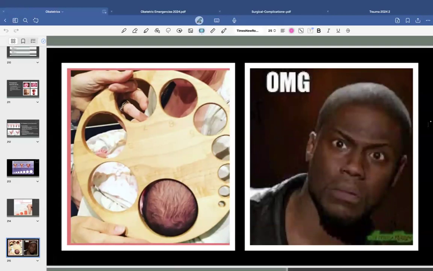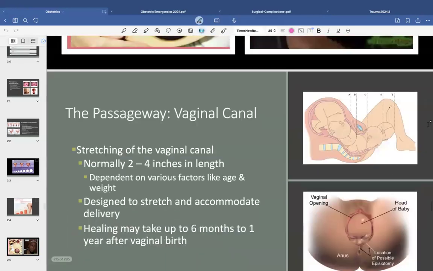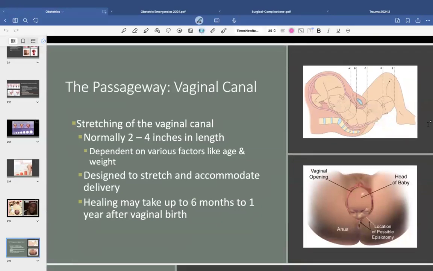Next part is the passageway, the vaginal canal. So the vaginal canal typically is about 2 to 4 inches in length, but it really depends on the patient's age and weight. There are different factors. It is designed to stretch and accommodate delivery. So it will stretch out, and it can take about 6 months to a year to completely heal. So you can see the top picture, that baby trying to migrate through, and the vaginal canal having to stretch to accommodate that baby's coming. Sorry about the graphic picture at the bottom. The real deal. Okay, so that's the passageway.